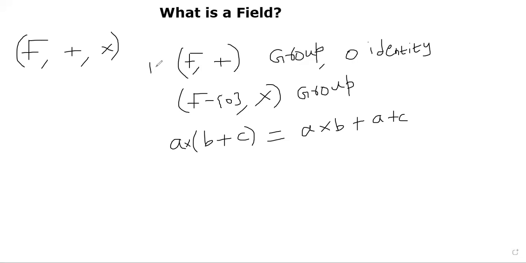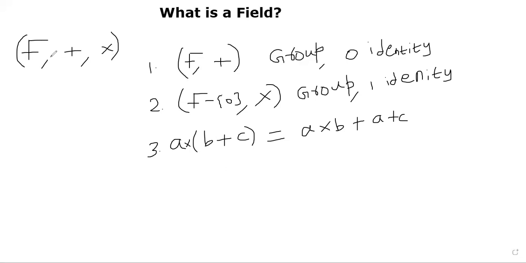First property is that F must form an additive group with 0 as the identity element. F without 0 must form a multiplicative group with 1 as the identity. Okay, that means there are two identities, 0 as identity, 1 as identity for two different groups, of course. The third property is the distributive property. A times (B plus C) is the same as A times B plus A times C. If all these three conditions are true, then we say the given set F is a field. That's the definition of a field.